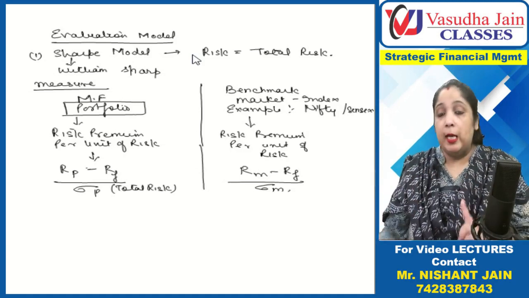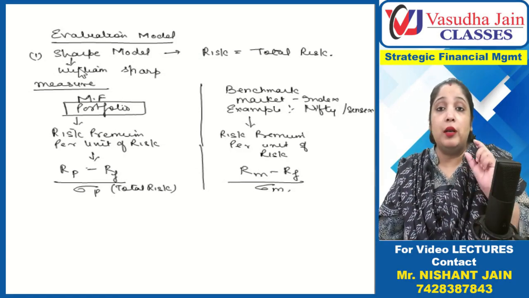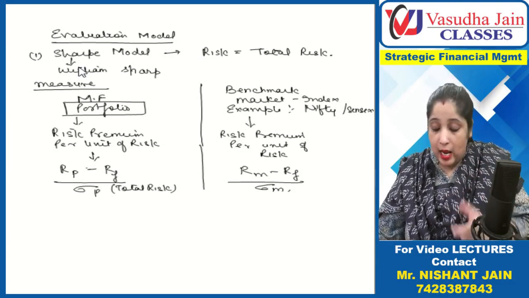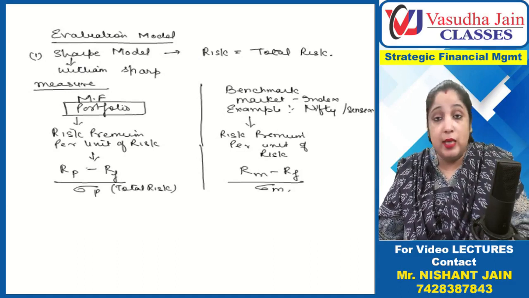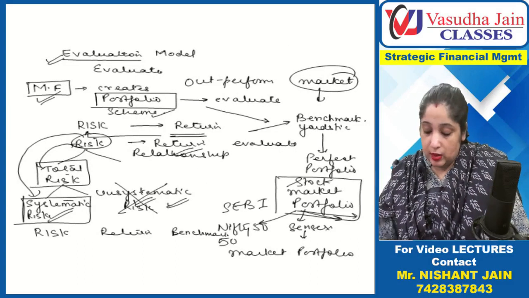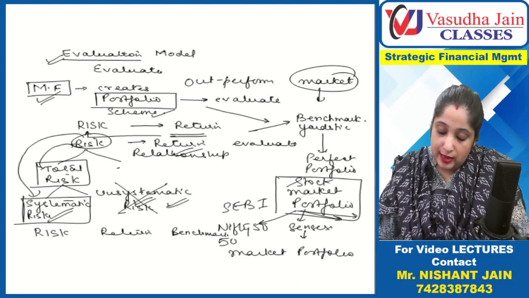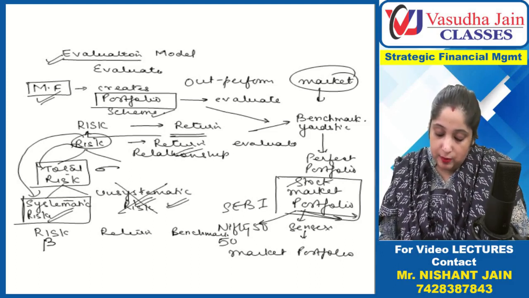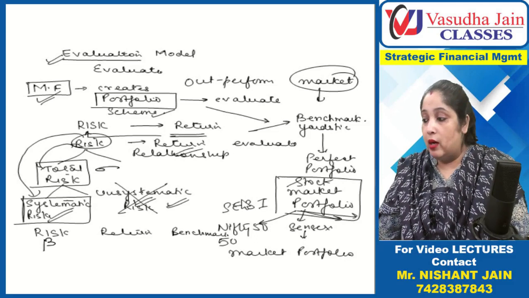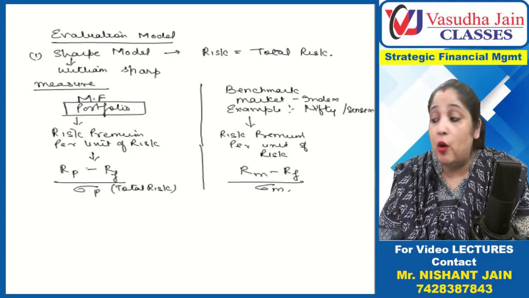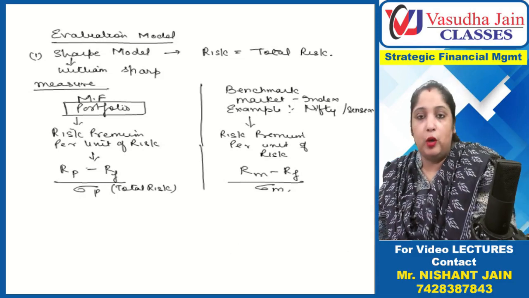Okay, step 1. Here in the first model, the risk means total risk. Total risk is measured by standard deviation and systematic risk is measured by beta. We have learned this in the portfolio chapter. Unsystematic risk we should eliminate or reduce by creating a good portfolio. So we are not talking about that.